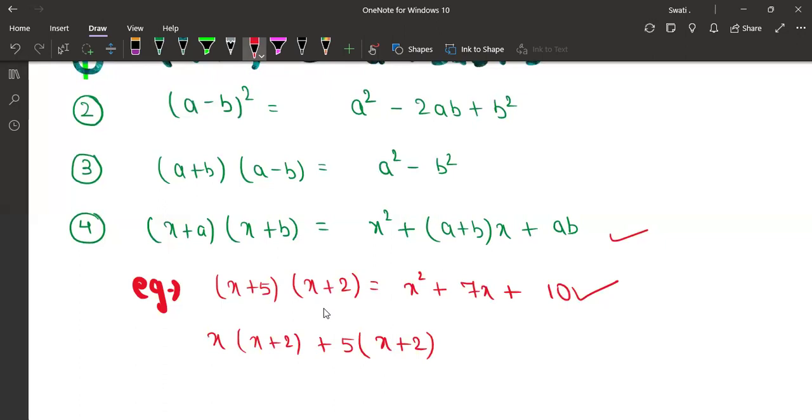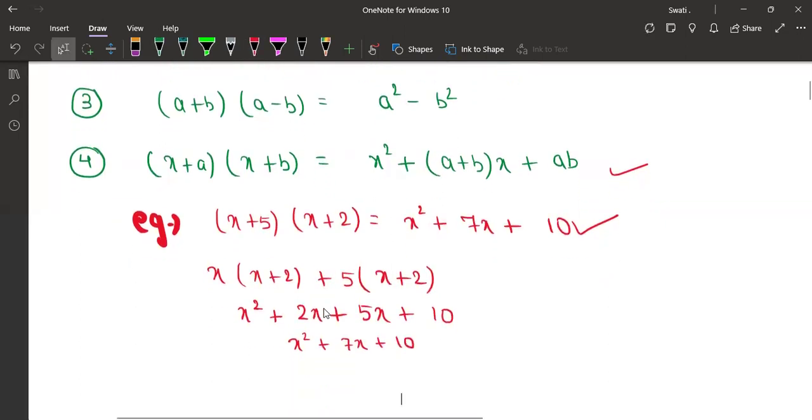So you can see you'll get the same answer: x square plus x into 2, that is 2x, 5 into x, that is 5x, and then plus 5 into 2 is 10, and that will become x squared plus 7x plus 10. So you can see we have got the same answer.